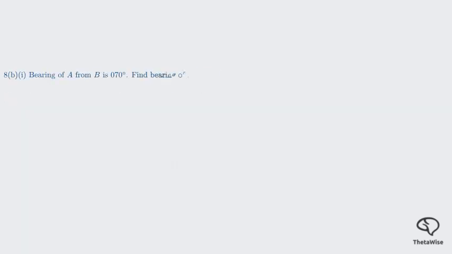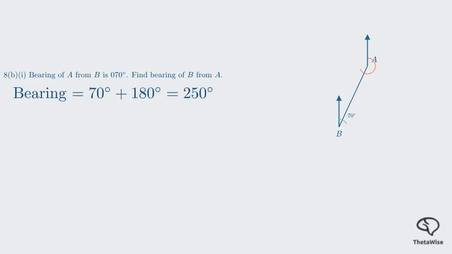Next, bearings. The bearing of A from B is 70 degrees. To find the back bearing from A, we look at the parallel north lines. The interior angles between parallel lines add to 180, so the angle inside the north line at A is 110. However, bearings are measured clockwise from north. A quicker rule is, if the bearing is less than 180, add 180. The answer is 250 degrees.